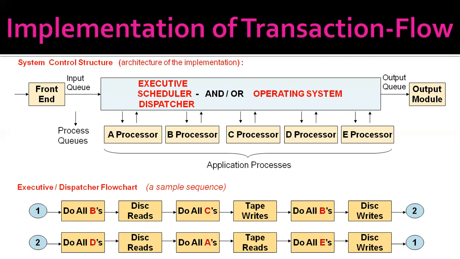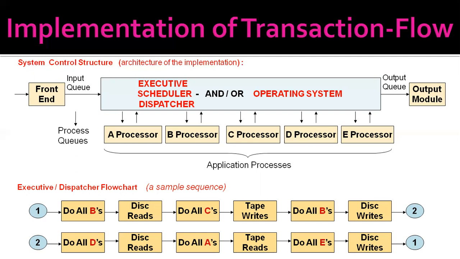Here the transactions, that is the tokens or transaction numbers or the TCBs, can enter from the front end and join the input queue. Here we have to understand that there is one important component of the operating system, which is nothing but a scheduler. The responsibility of this scheduler is to pick one of the transactions from the input queue and assign it to one of the processors.